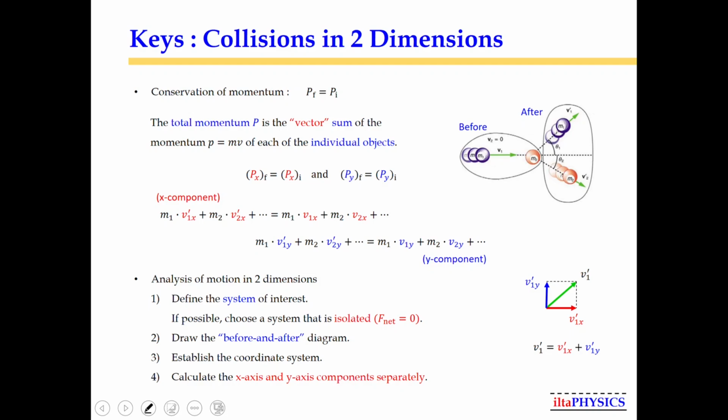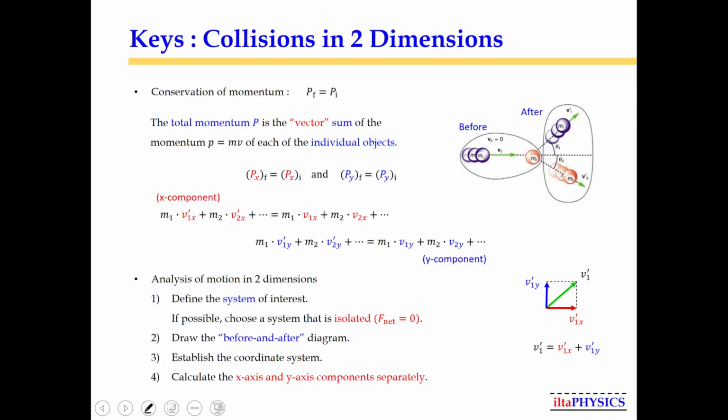Let's look at the motion of the two colliding balls in the diagram again. For convenience, let's focus on the velocity of the first ball after the collision. The velocity moving toward the northeast after the impact can be divided into an x component and a y component. We can do the exact same thing for the velocity of the second ball after the collision, breaking it down into x and y components.